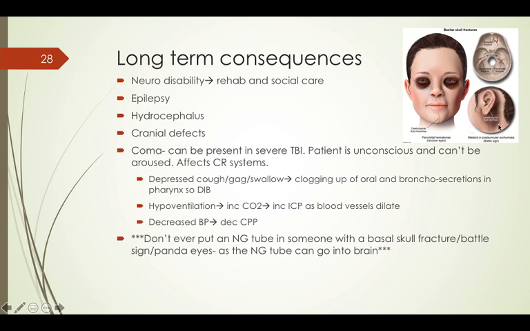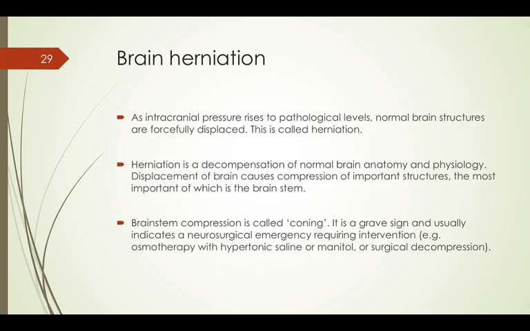So some of the signs you may see from there include these panda eyes, which is basically a collection of blood. Battle sign, which is the mastoid bruising. You may see CSF leaking from the nose as well as the ears. So it's just careful to bear that in mind, because if you stick an NG tube in someone like this, it's likely going to puncture the brain, and that's obviously not good.